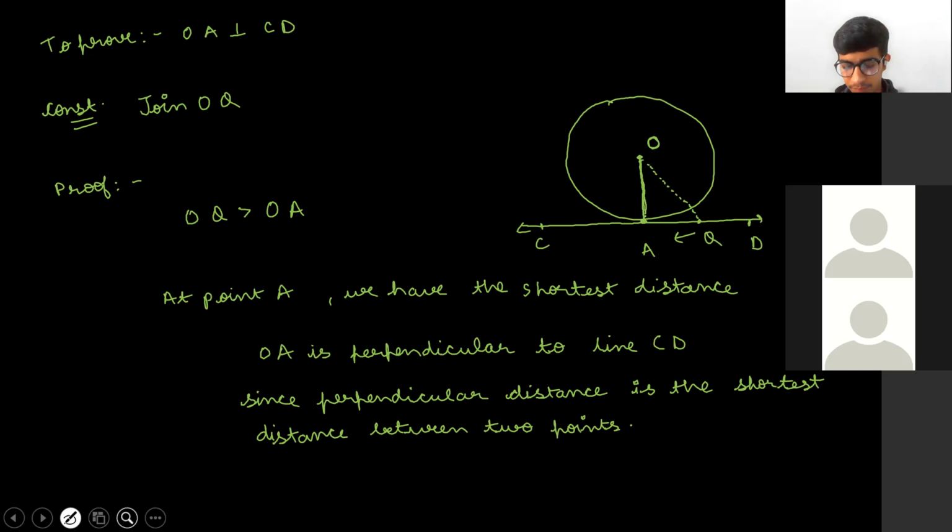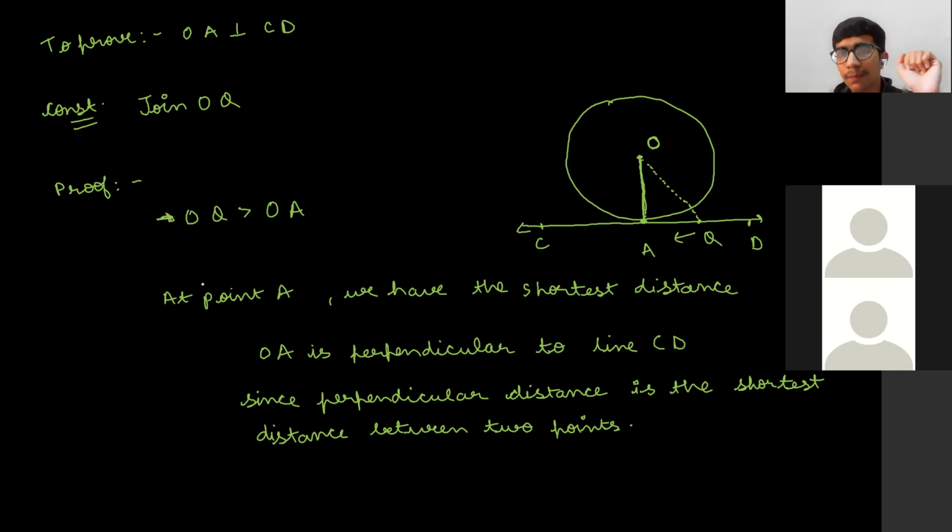Sir, can you explain once more? I didn't understand this. Okay. See, we have a point Q on this line segment CD. Right. We have constructed this OQ. So till when can we say that this OQ will be greater than OA?